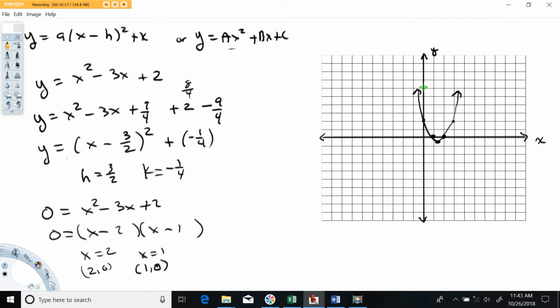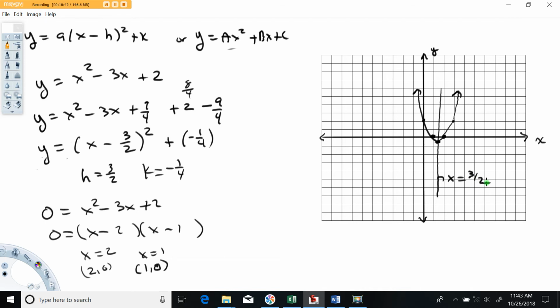Oh, one thing I probably should have done on the other ones that I'll go ahead and do in this example is to discuss domain, range, and axis of symmetry. The axis of symmetry is this line right through here. It's described by the equation x equals 3/2. There's our axis of symmetry.